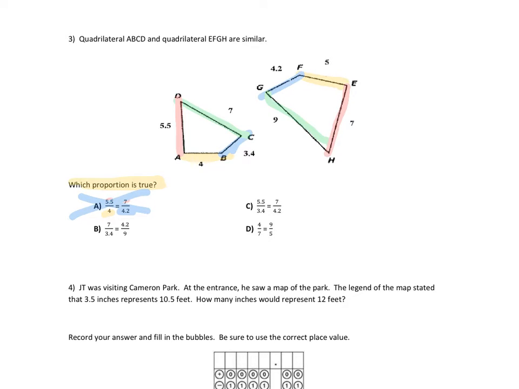Letter B. 7 is green. 3.4 is blue. 4.2 is blue. We're already wrong. C, 5.5 is red. 3.4 is blue. 7 is red. 4.2 is blue. Looks like that's it. Let's go and do the last one just in case. We're yellow, green. 9 is green. So there we are. So our answer choice is C.